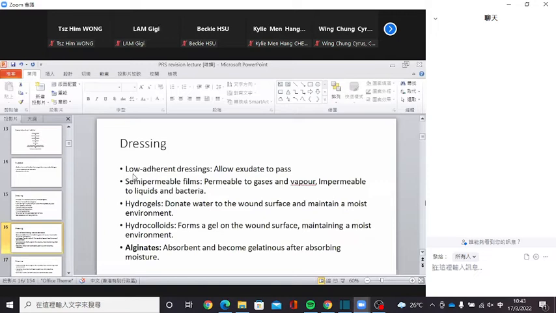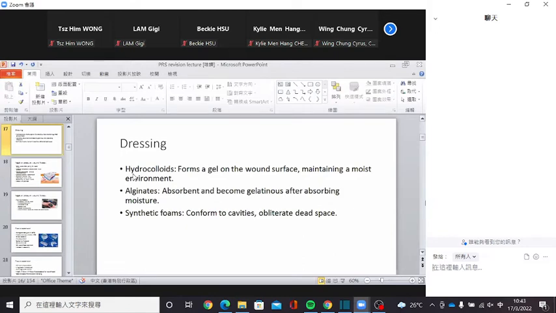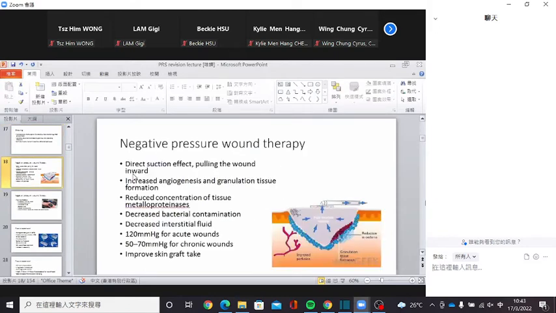Hydrogel donates water to the wound surface, so it is good for very dry wounds or wounds where you want to maintain a moist environment. Alginate absorbs the moisture, so it is good for wounds that are very exudative. Hydrocolloid, synthetic foam. Negative pressure wound therapy is a special kind of wound dressing that is quite readily available.